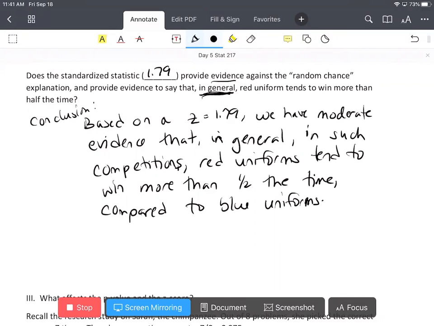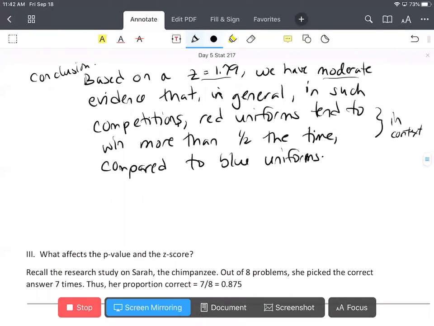But for right now, what we want to do is state what we found based on a z-score of 1.79. We want to say what that means. We have moderate evidence that in general, in such competitions, red uniforms tend to win more than half the time compared to blue uniforms. So we state our value, we state what it means, and then we put it in the context of the study, of the research question. It's important to give the context.